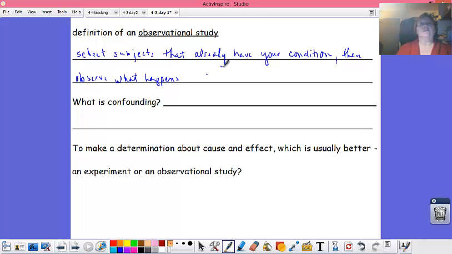All right. So in an observational study, you select subjects that already have your condition, and then you look at what happens or happened. By the way, you can look at records that are old, right? They don't have to be recent. As long as there's documentation, you can use things that have happened long ago in the past in an observational study.